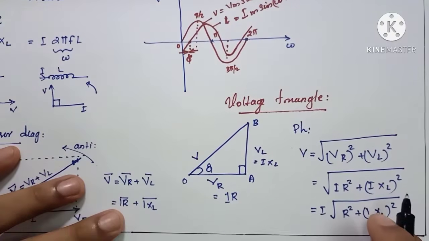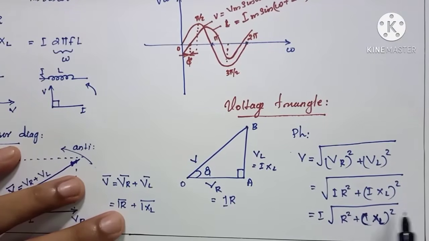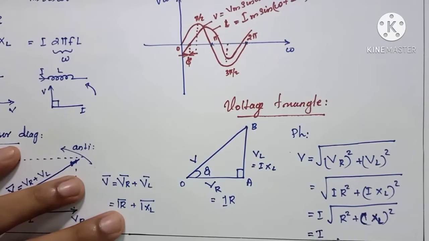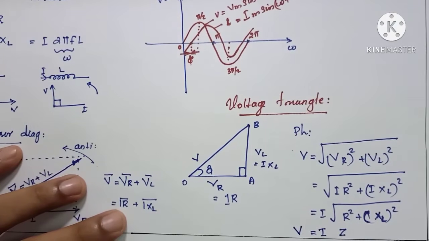I into root of R square plus XL square. Okay, I is taken outside, so R square plus XL square only here. So what is this root of R square plus XL square? It is nothing but impedance. So voltage V will be equal to I into Z in this case.